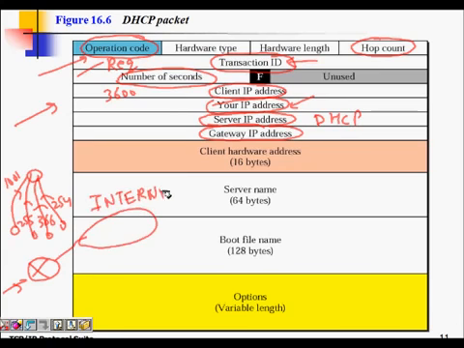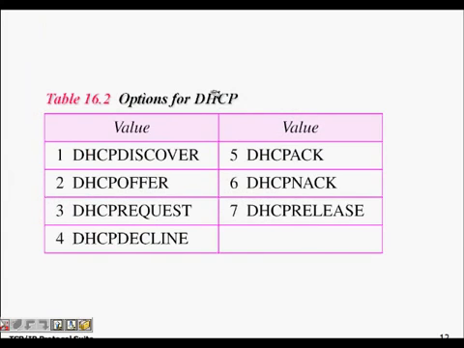So it should be to the default gateway. And the server name, boot file name, it provides other things that you might need, and options, that we will see. So what are the DHCP message types?